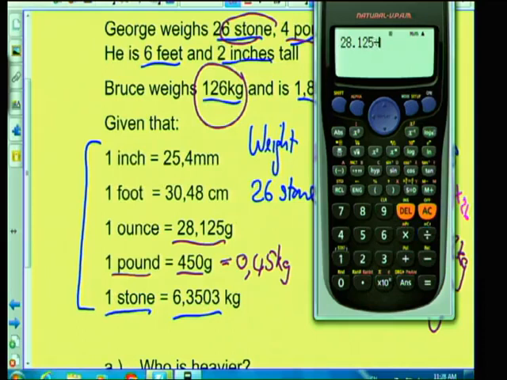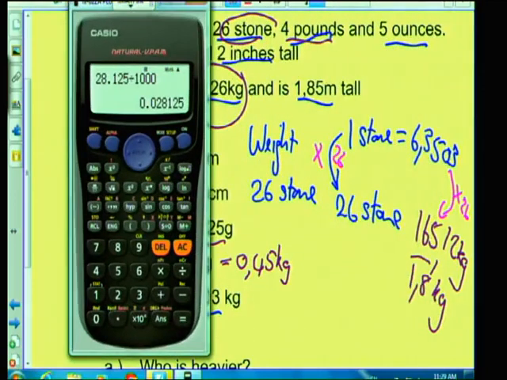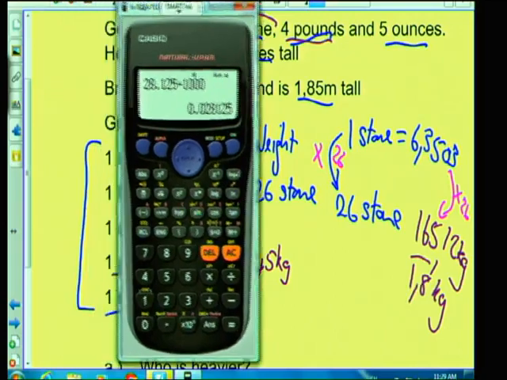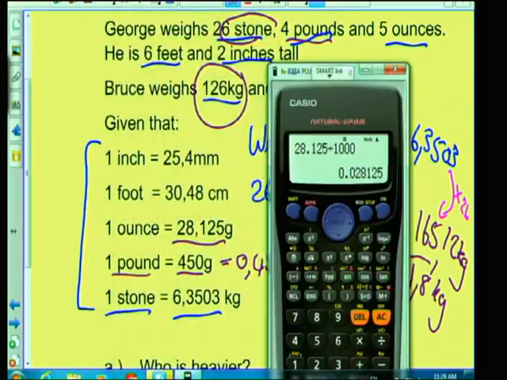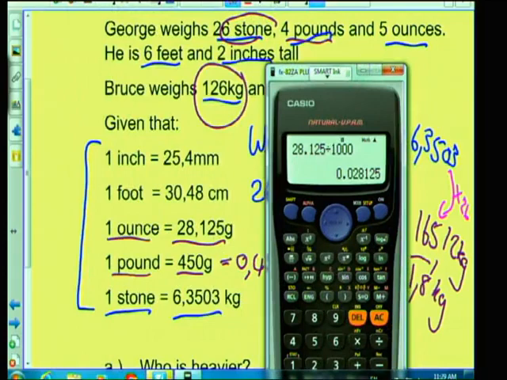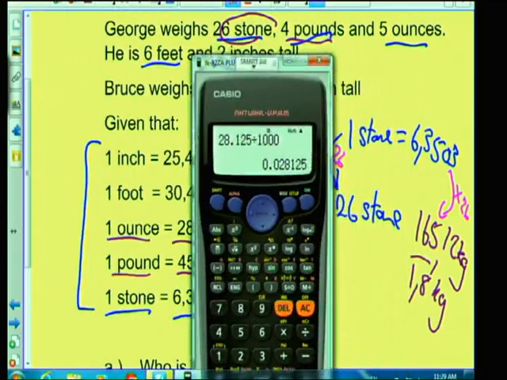28.125. I'm going to divide grams by 1,000. That will give me, in decimal form, 0.028125. Okay, that gives me the relationship between 1 ounce and 1 kilogram.